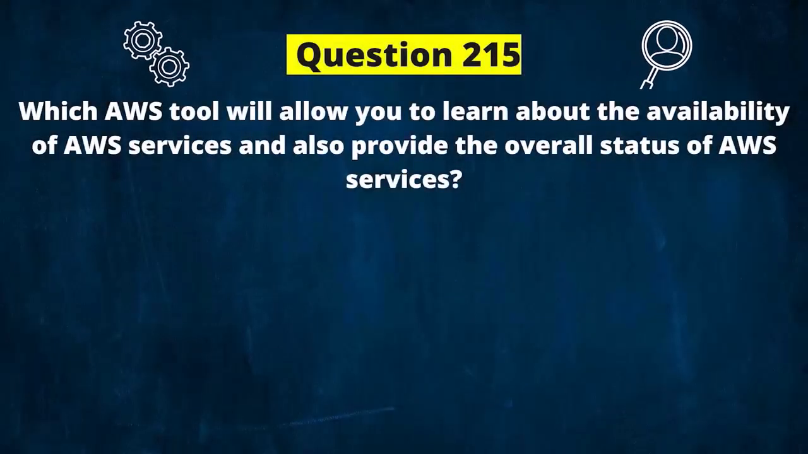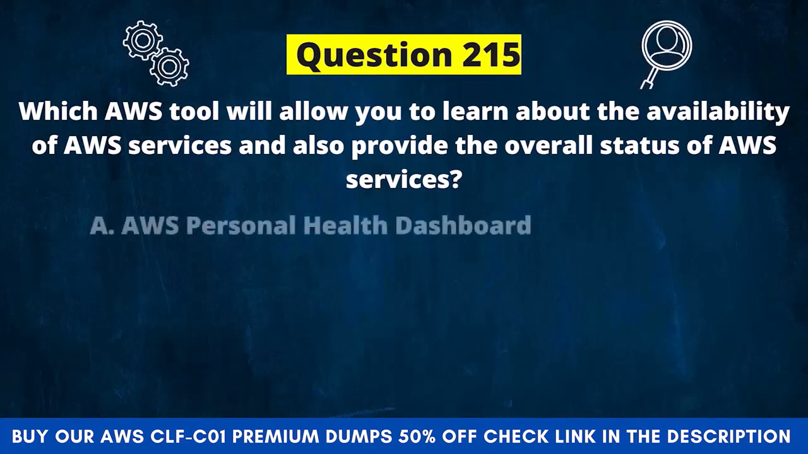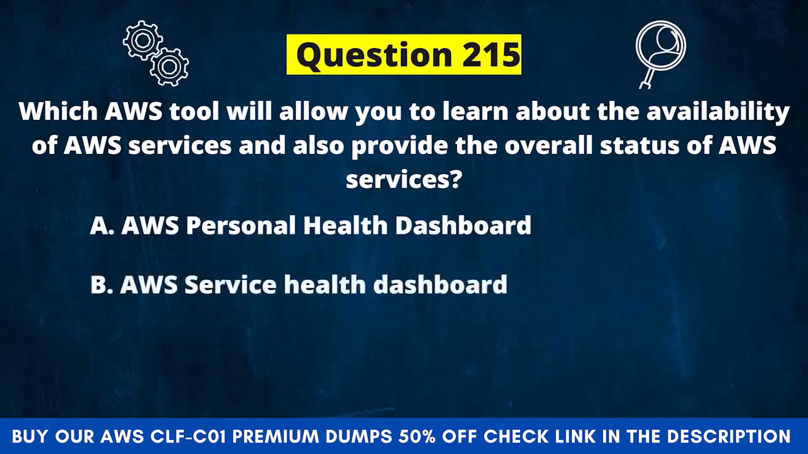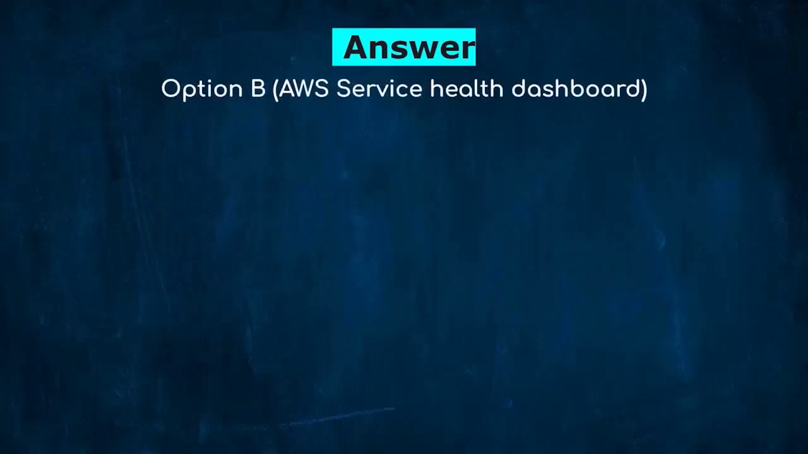Question 215. Which AWS tool will allow you to learn about the availability of AWS services and also provide the overall status of AWS services? And the options are A. AWS Personal Health Dashboard, B. AWS Service Health Dashboard, C. Amazon CloudWatch, D. AWS Control Tower. And the correct answer is option B. AWS Service Health Dashboard. Explanation.